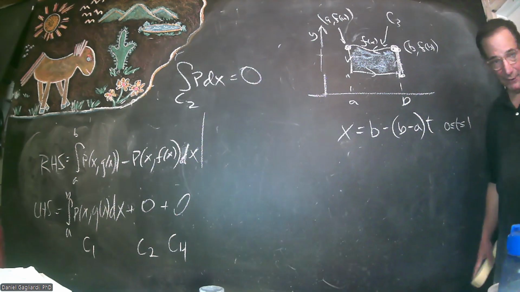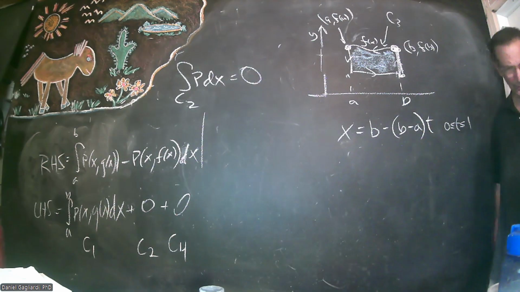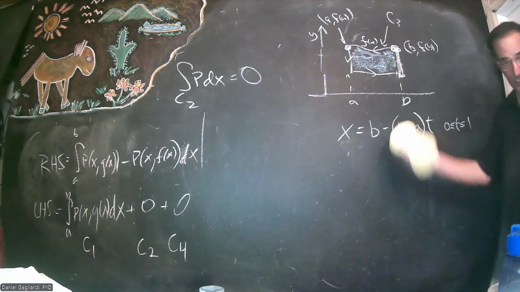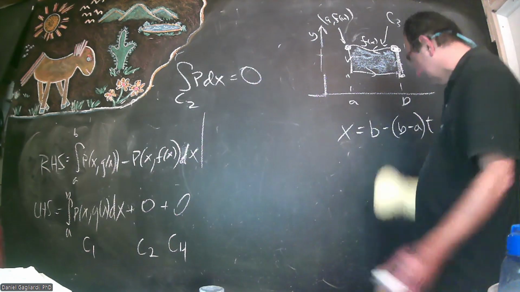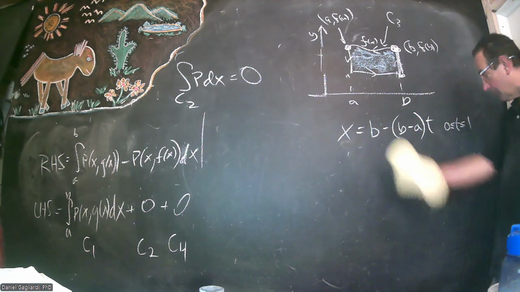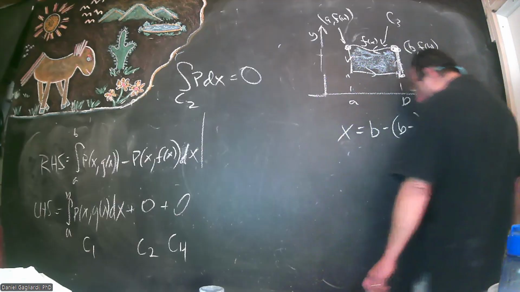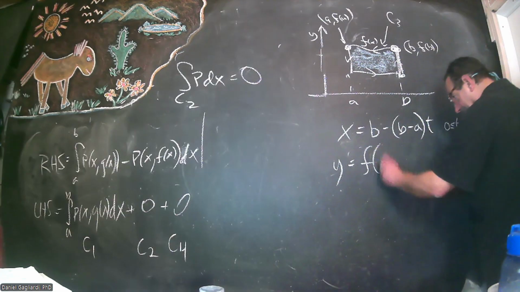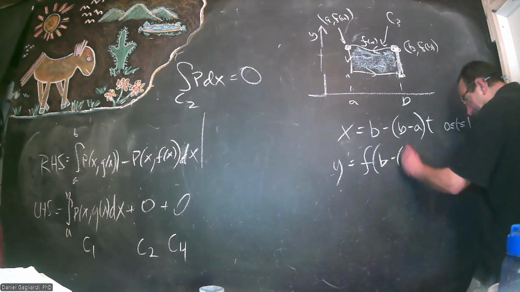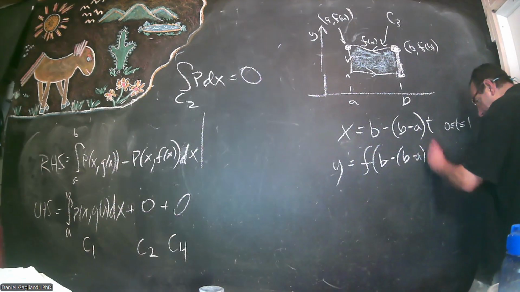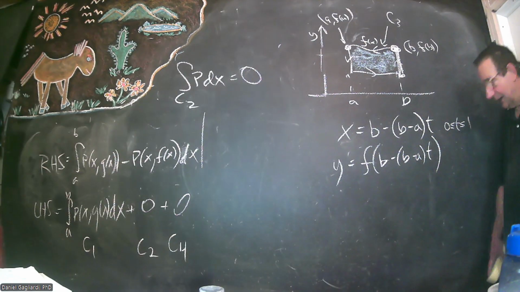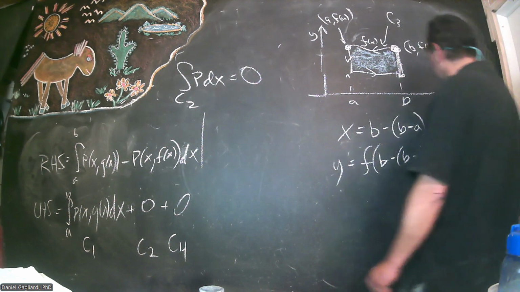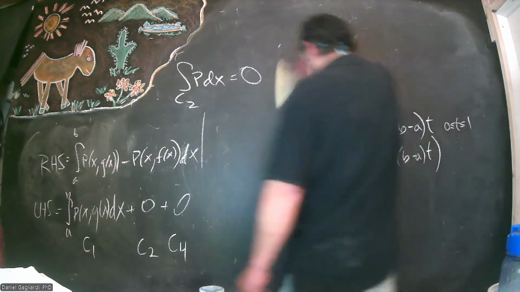Isn't that slick? That's like that vector trick a little bit, because x is going to be some linear thing with respect to t. So we're sort of doing that, but we're not going to do it with y, because y is going to simply be f of that stuff, f of b minus a t. All right, so along C3, what do we have?